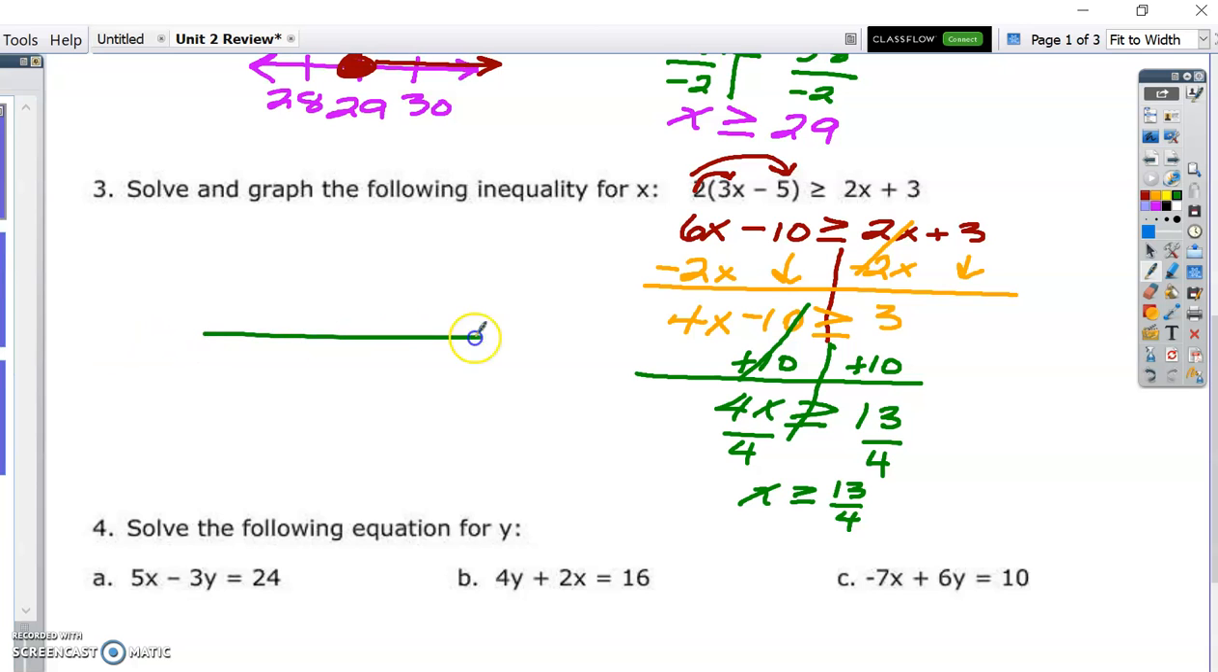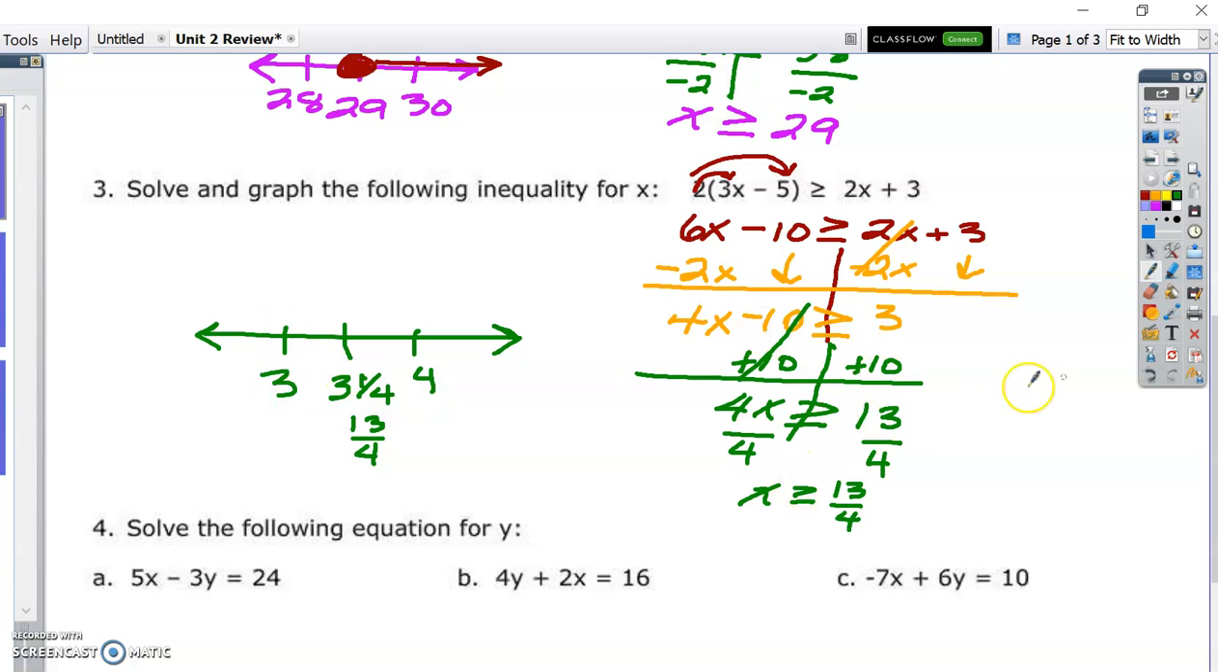All right, it says graph it. So here we go. Making another number line. 4 goes into 13, 4 goes into 12 3 times. So 3 1/4. So here we are at 3 1/4, which is the same as 13 over 4. We would go up to 4, down to 3.